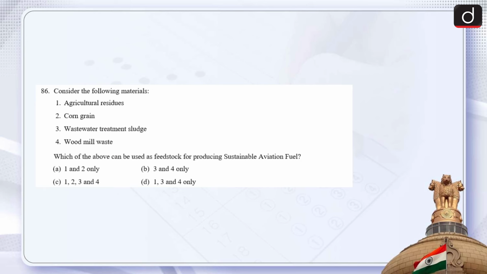Coming to the next one. Consider the following materials. 1. Agricultural residue. 2. Corn grain. 3. Wastewater treatment sludge. 4. Wood mill waste. Which of the above can be used as feedstock for producing sustainable aviation fuel? This term is very important: sustainable aviation fuel. 1 and 2 only, 3 and 4 only, 1, 2, 3 and 4, 1, 3 and 4 only. And here the answer is all. It means 1, 2, 3 and 4.